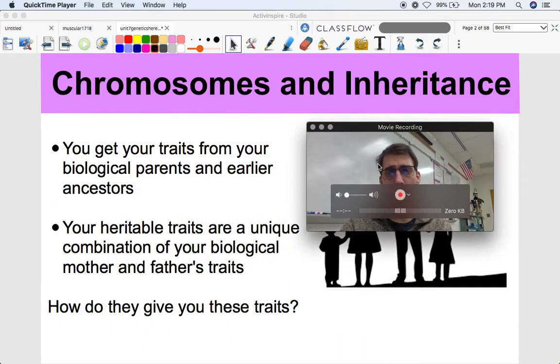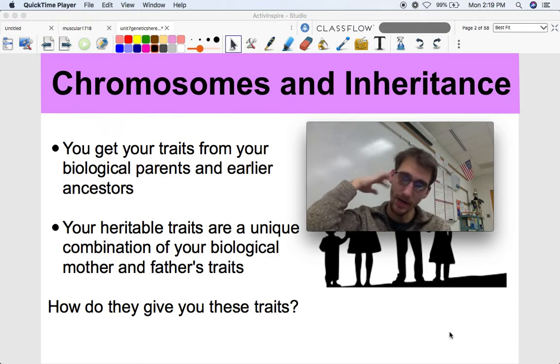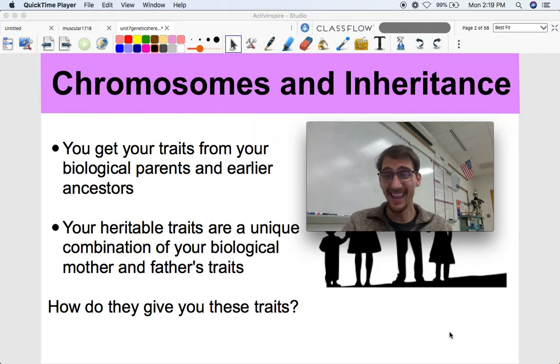The first two bullet points over here are kind of encapsulating some of the big questions for this entire unit and last unit and kind of next unit a little bit. You get your traits from your biological parents and your earlier ancestors. We've known this for a long time, but it wasn't until about the mid 20th century that we figured out how this actually happened. We've known for a while that if you got blue eyes, your kids are probably going to have blue eyes, and so on and so forth.